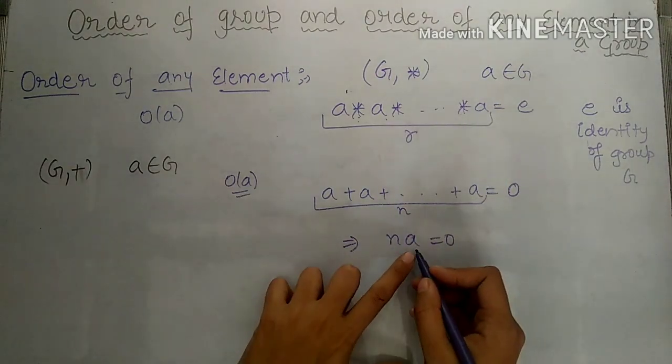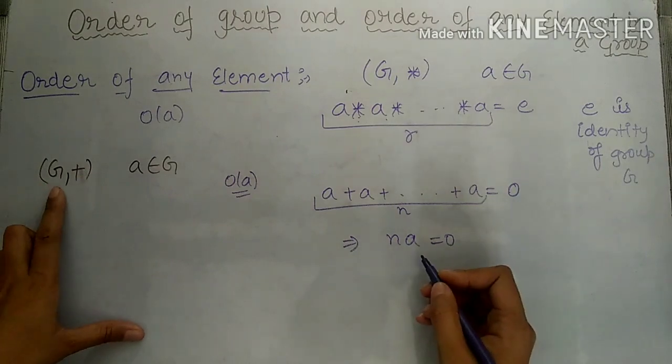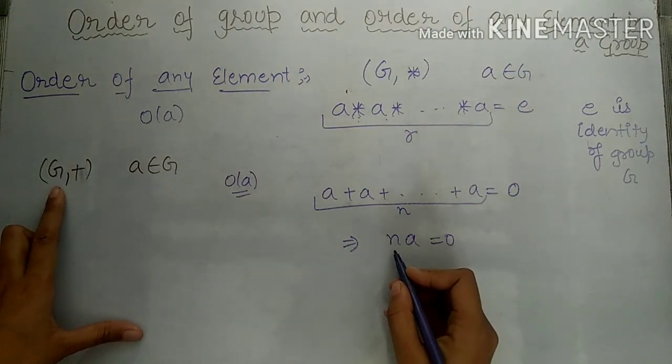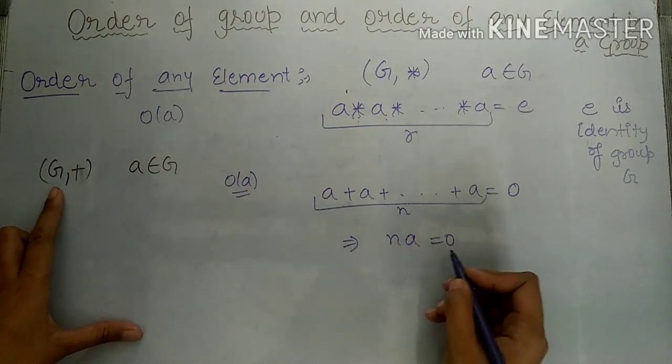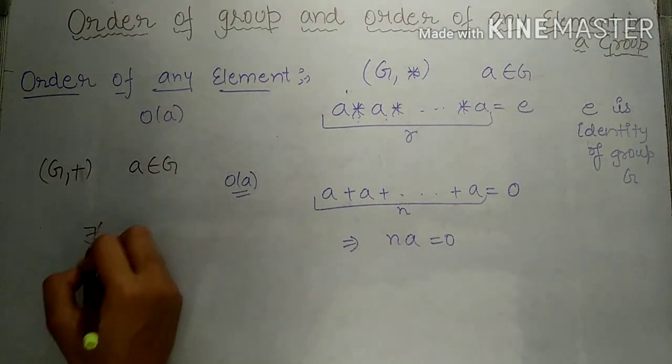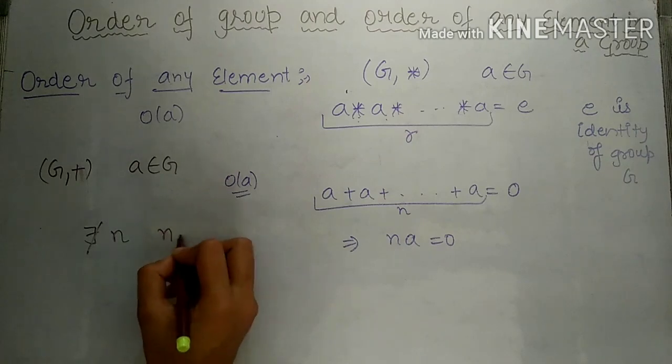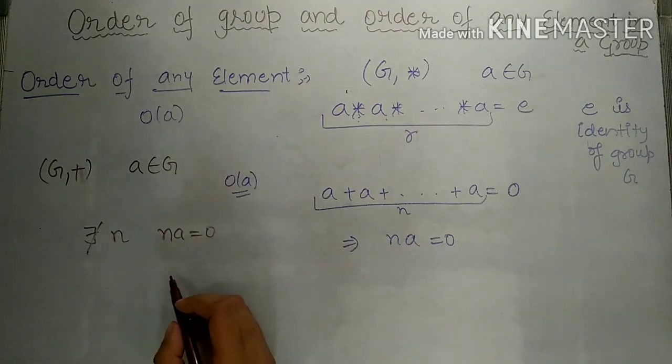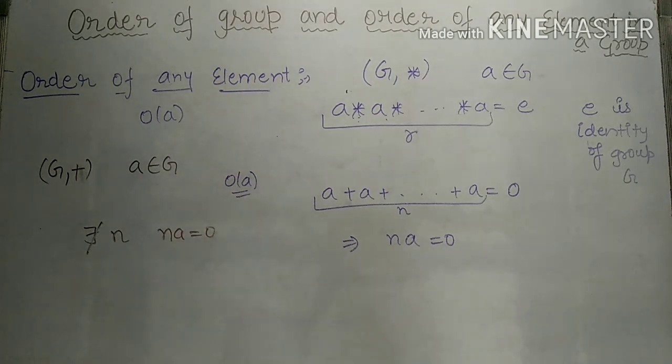So the order of any element A in this group G can be defined as the least positive integer n such that na is equal to 0. And if there does not exist any positive integer n such that na is equal to 0, then A is said to be of infinite order, or we can say the order of A does not exist. Let's understand it by taking an example.